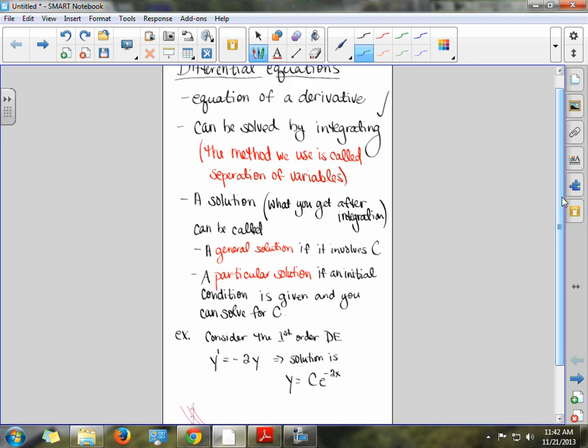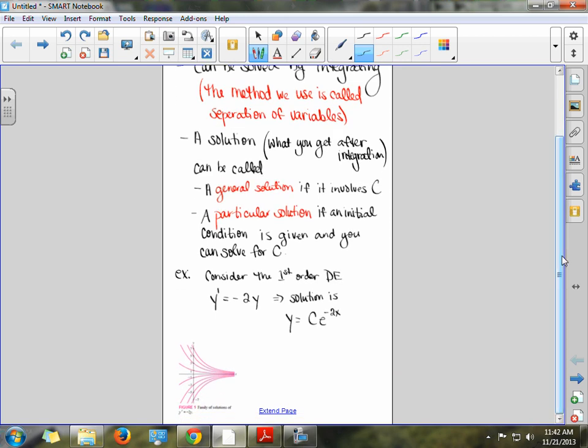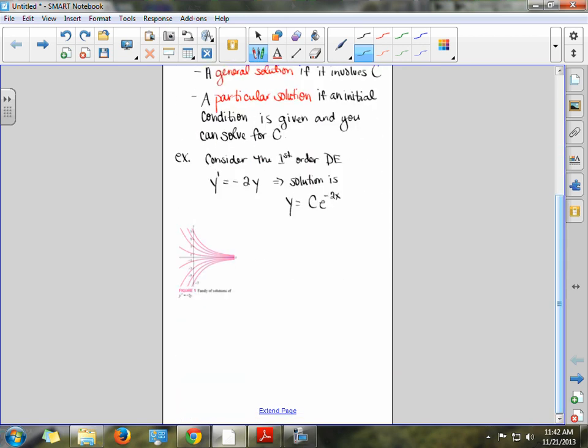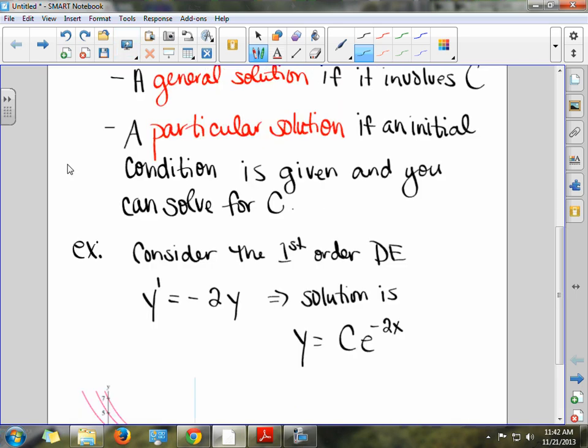Your solution after you integrate can be called a general solution if it involves C. If it involves a C, C could be any number, so it actually gives you an infinite number of possible solutions. Or it can be called a particular solution if you're given some initial condition that allows you to solve for C. So I just wanted to give you a differential equation and its solution for us to look at, just so you can get an idea of what's really happening here.